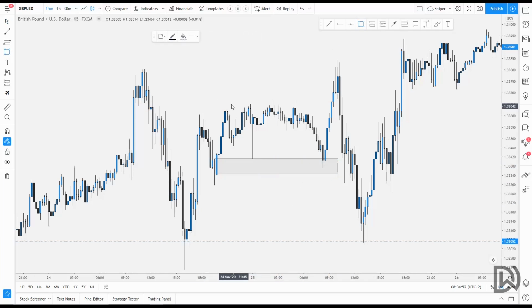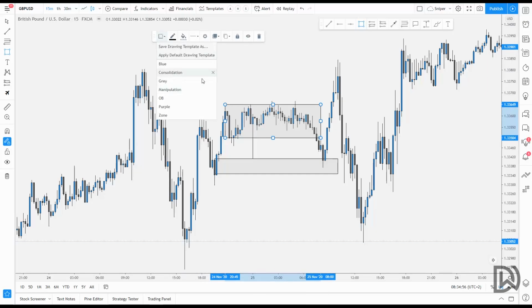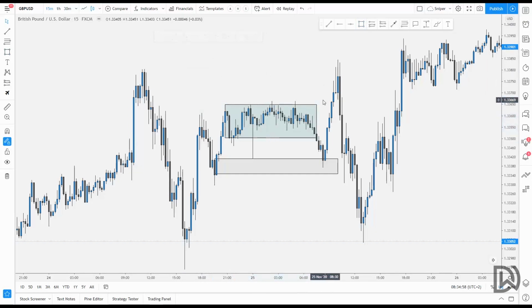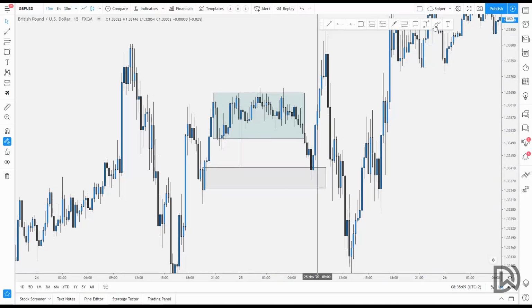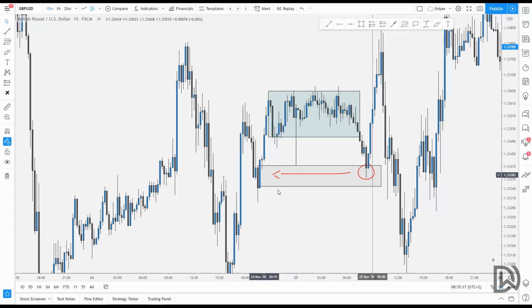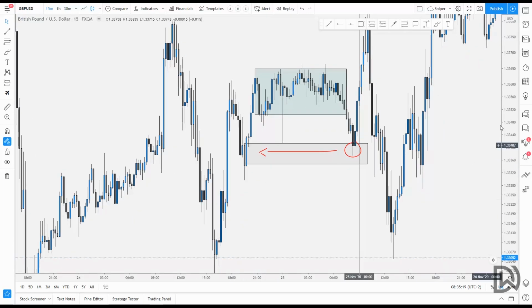We have our Asian range consolidation over here, and then this was around Frankfurt Open, just before Frankfurt Open. Price pushed all the way into this order block. We have this order block over here. Price pushed into this order block. That is a great place to look for longs then.